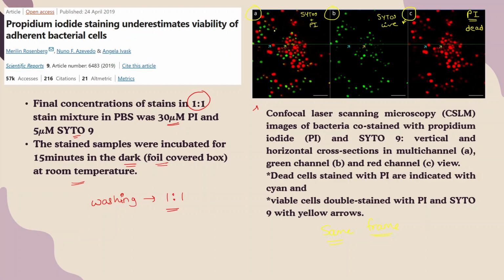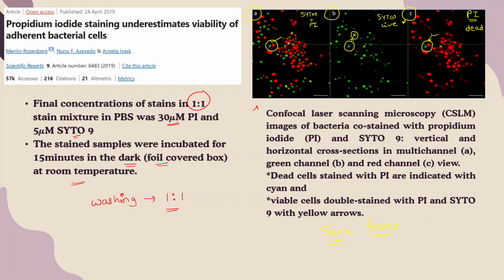You can see that the blue arrows indicate dead cells, because in this case you can see red fluorescence. In this case you can see no fluorescence is observed, meaning no green cells have been observed, whereas in this case you can see red fluorescence. In this case too you can see red fluorescence.